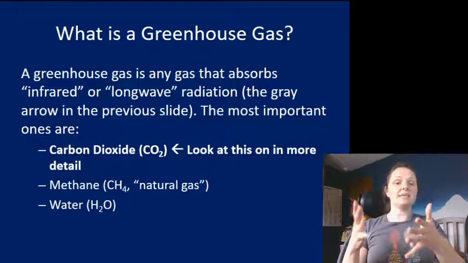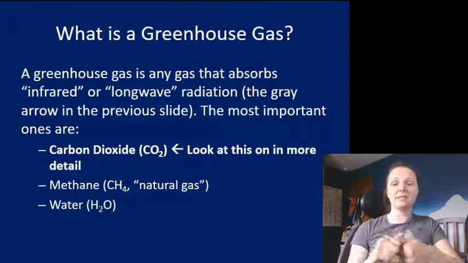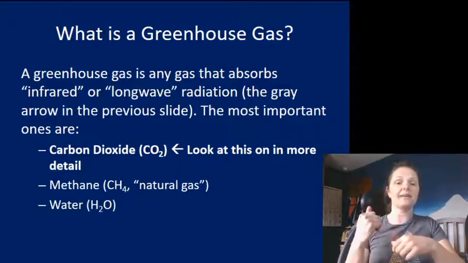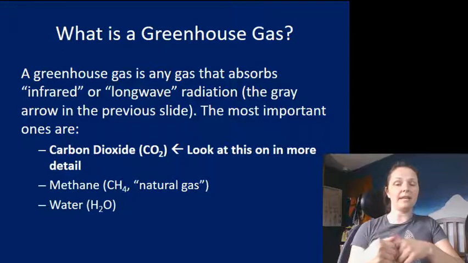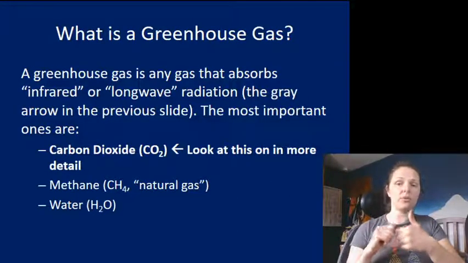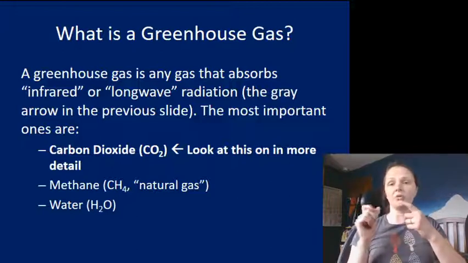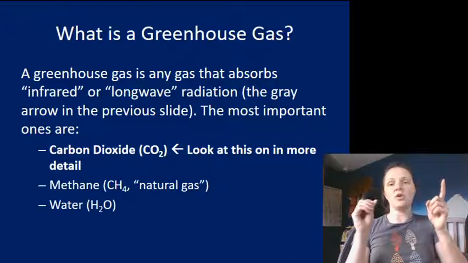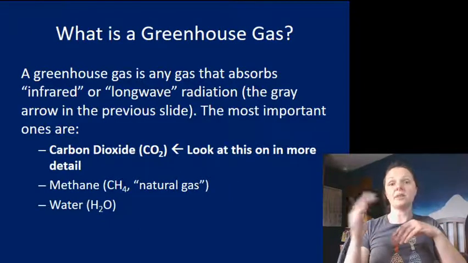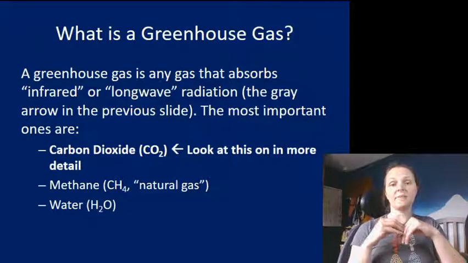So what is a greenhouse gas? I had you write this down. It's also on the slide, right? A greenhouse gas is any gas that absorbs infrared or long wave radiation, okay? The most important greenhouse gas is CO2, carbon dioxide. You should know that word. You should know the chemical symbol for that word. And we're going to look at the concentrations of that gas in a little bit more detail.